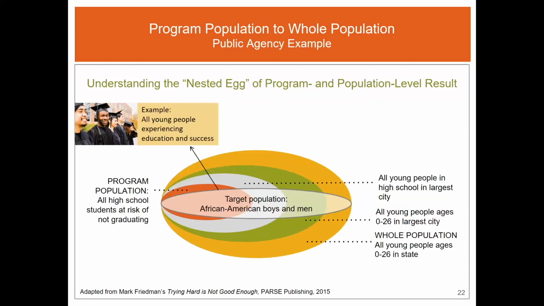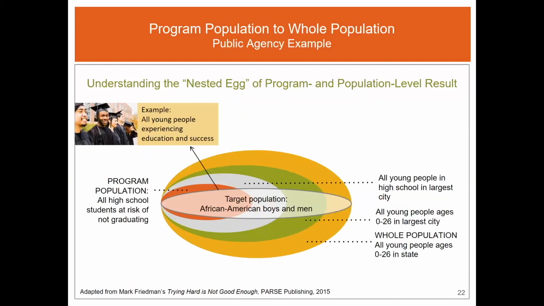Sometimes this is easier to see since systems serve very defined populations. In this example, we are talking about a whole population that is all young people ages 0 to 26 in a state. And the result this group of leaders would be after is that they all experience educational success. That's a really large population.